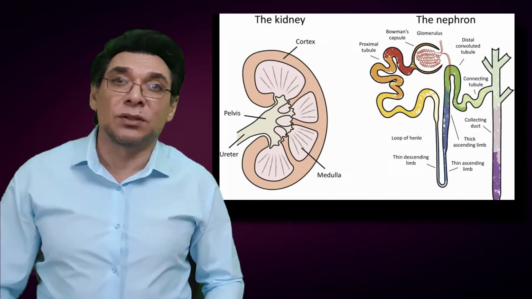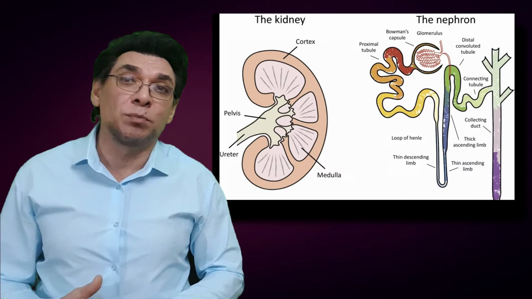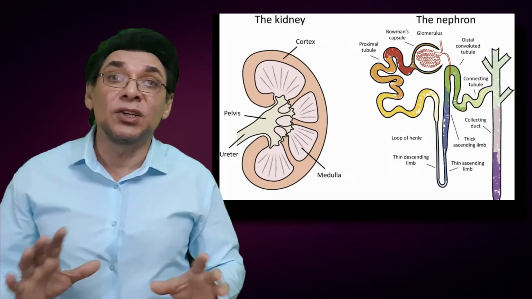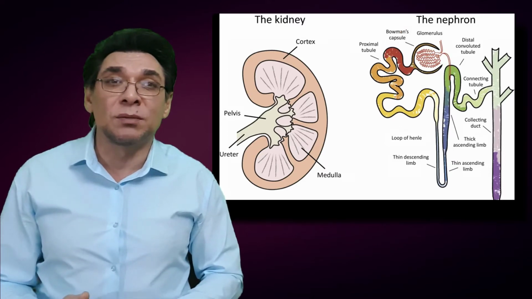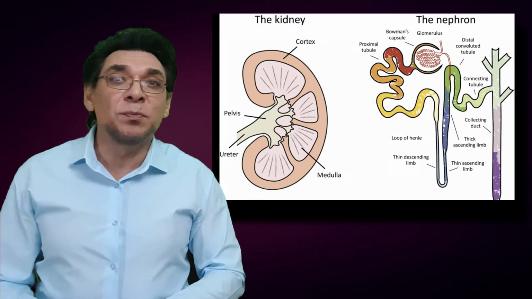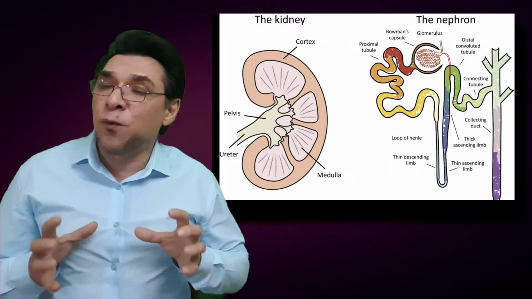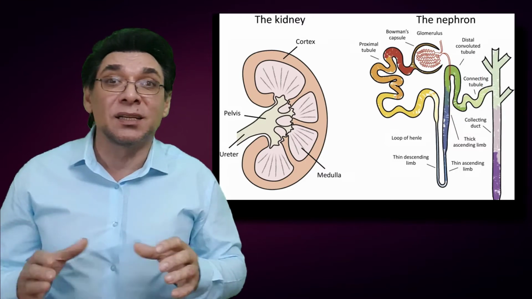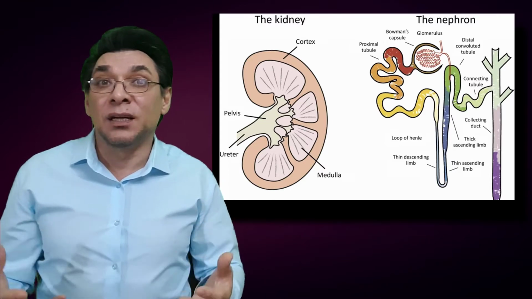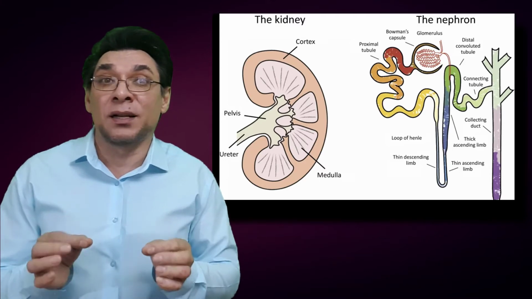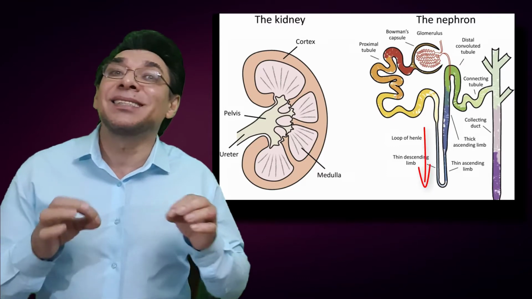The functional unit of the kidney is a nephron, and there are approximately 1.3 million of them in each kidney. Each nephron consists of a renal corpuscle, a proximal convoluted tubule, a loop of Henle, and a distal convoluted tubule. Fluid is forced into the renal corpuscle and then flows into the proximal convoluted tubule. From there, it flows into the loop of Henle. Each loop of Henle consists of a descending limb and an ascending limb.